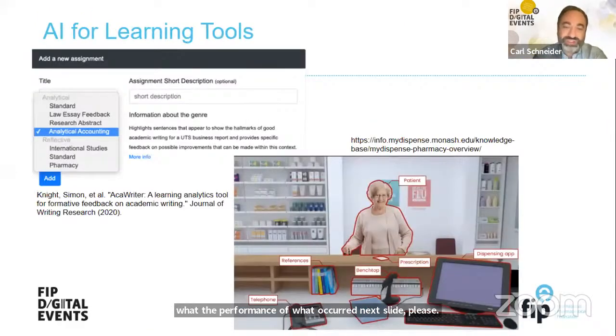Anisha already mentioned My Dispense. Another AI learning tool is Accreditation, which is a learning tool for reflection. So you can see down there, reflective pharmacy, the idea that's been developed to allow pharmacy students to gain advice on how they can structure reflective assignments or reflective activities. Next slide, please.